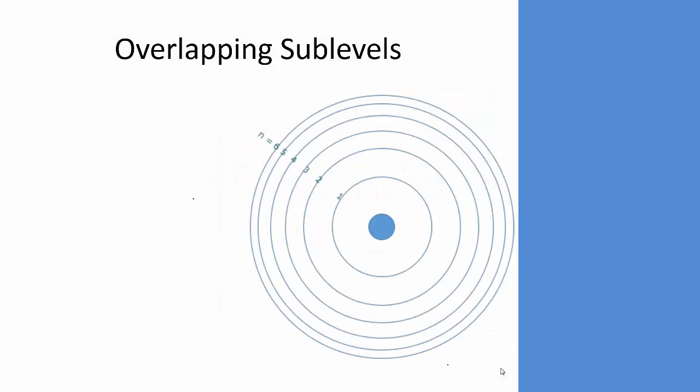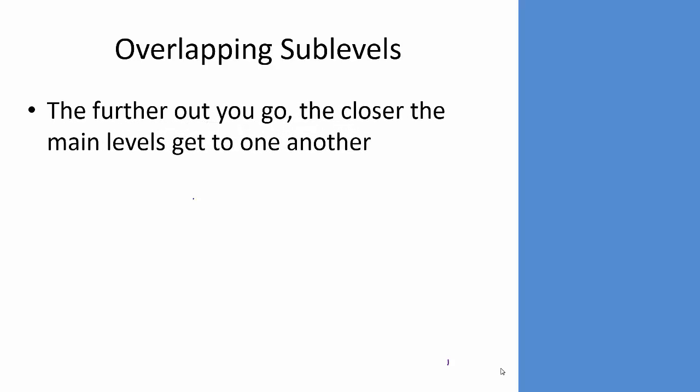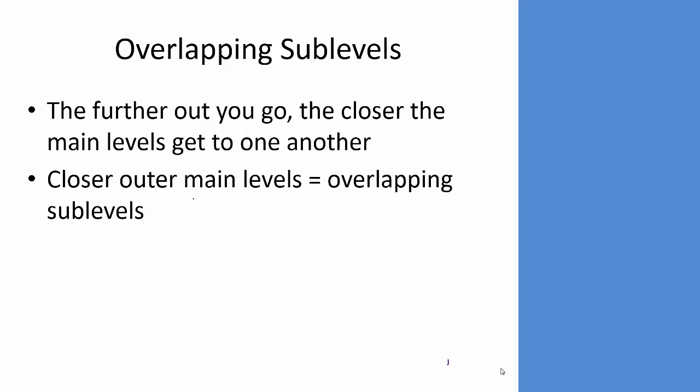Remember when we looked at the Bohr model of the atom, we saw that the principal or main energy levels, the rings, became closer and closer the further we moved away from the nucleus. At the same time, each of these main levels, the further we get from the nucleus, is going to have more and more subdivisions or sublevels. And so the problem that we run into is that eventually these sublevels are going to overlap one another. Some of the higher sublevels, the D's and the F's, are going to have energies that are more analogous to main energy levels or principal energy levels that are further away from the nucleus.